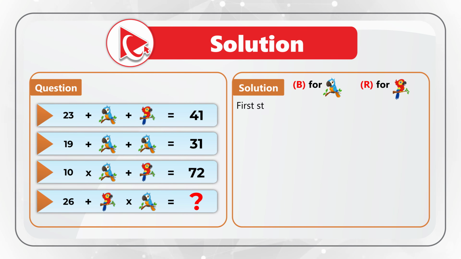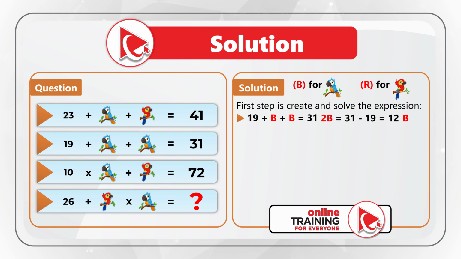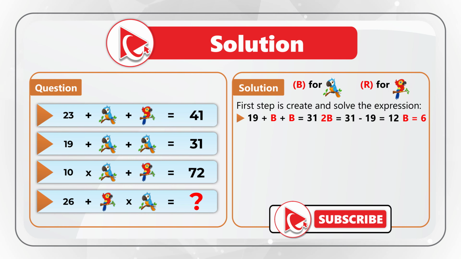So the first step here is to create and solve an expression. And the easiest one to solve is the second expression with 2 blue parrots. 19 plus B equals 31, which means that B equals 31 minus 19, which equals 12. Once we solve it, we see that B, blue parrot, equals 12.